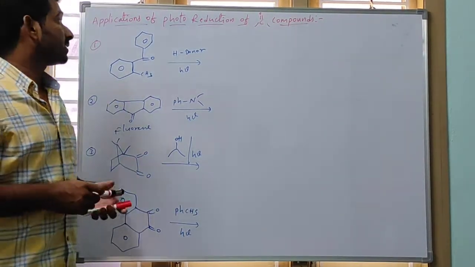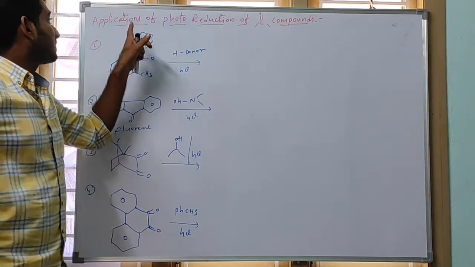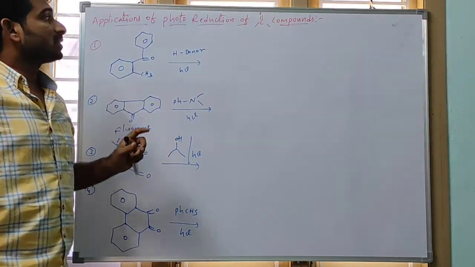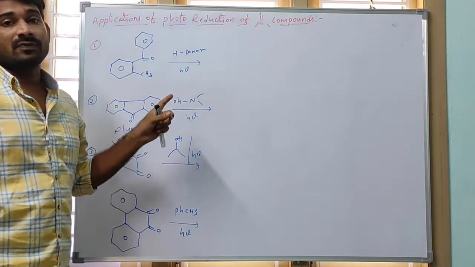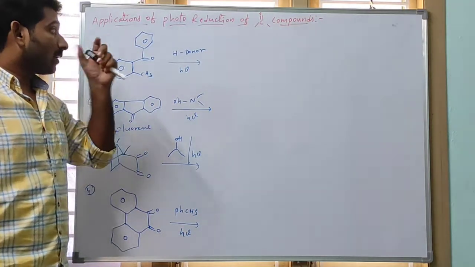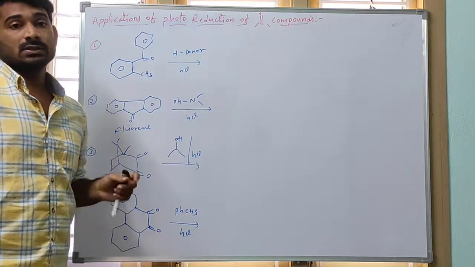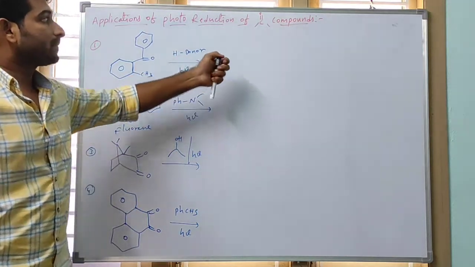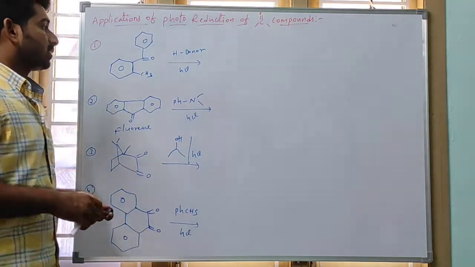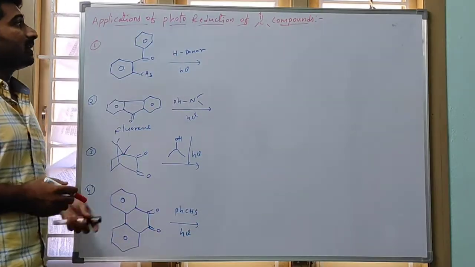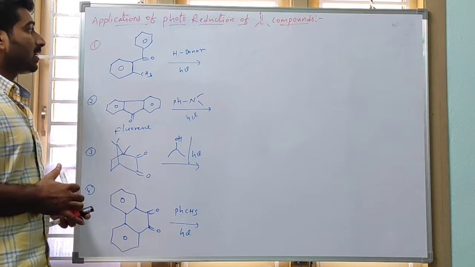Continuation of photoreductions. In the previous class, we saw what photoreduction of carbonyl compounds is. Carbonyl compounds in the presence of light and a hydrogen donor are converted into pinacols and diols, and also mixed phenols and alcohols. So what are the applications of the photoreduction of carbonyl compounds?